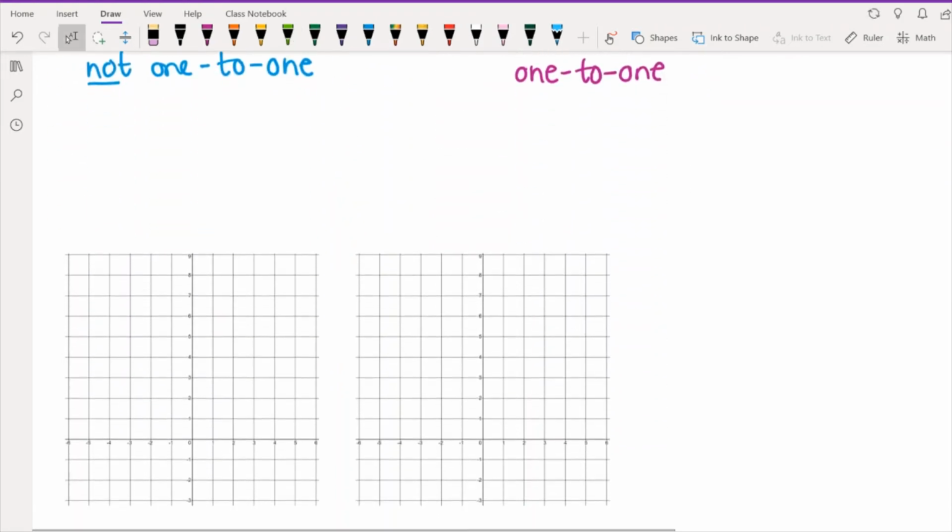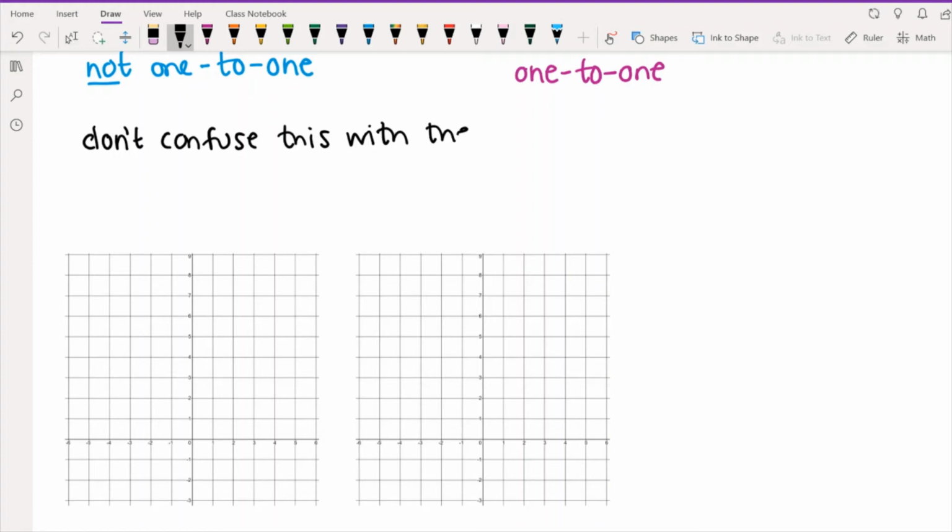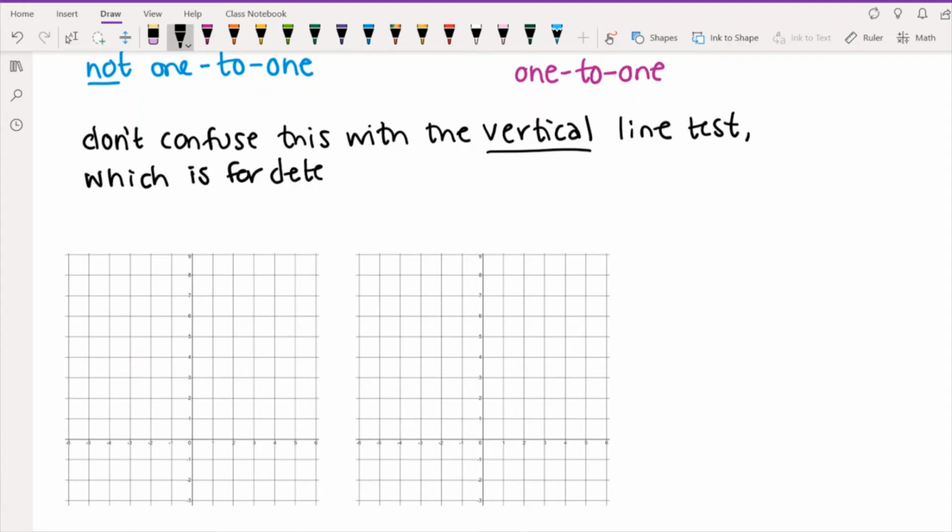Now, what was the vertical line test? So I'll say, don't confuse this with the vertical line test. The vertical line test is just for determining whether something is a function. Okay, so let's see how the vertical line test works and try to understand what that has to do with the definition of a function.